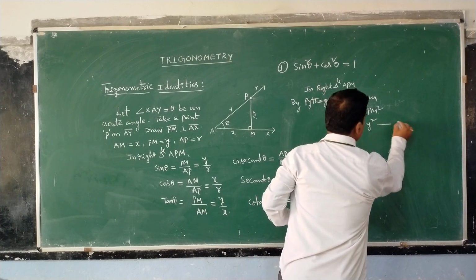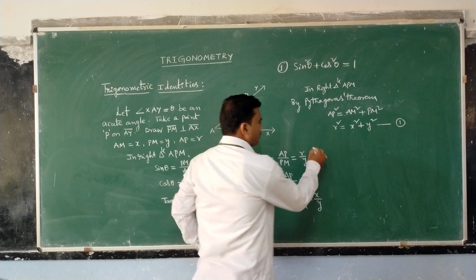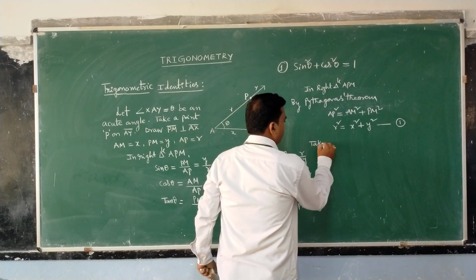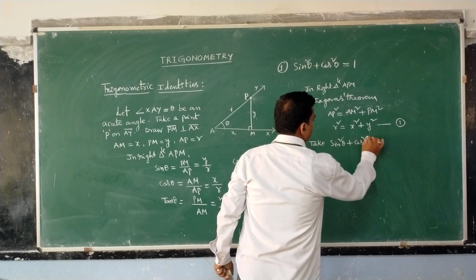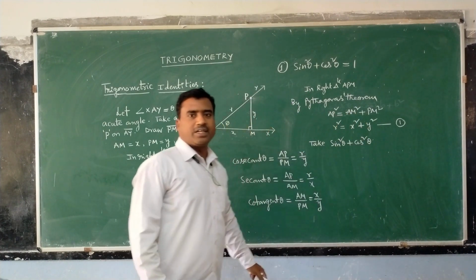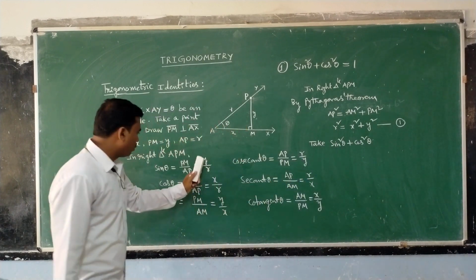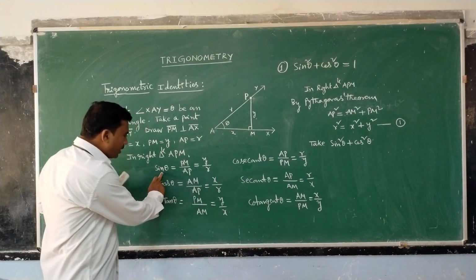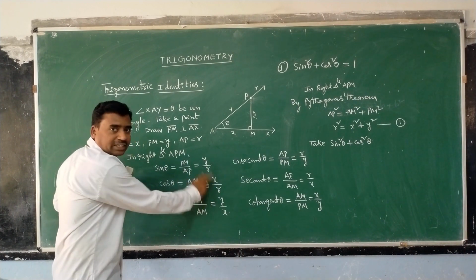This is number 1. So children, take sin²θ + cos²θ. Here sin theta is equal to y by r, and cos theta is equal to x by r.